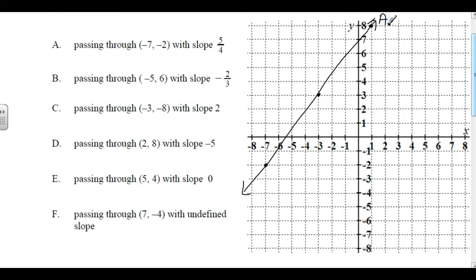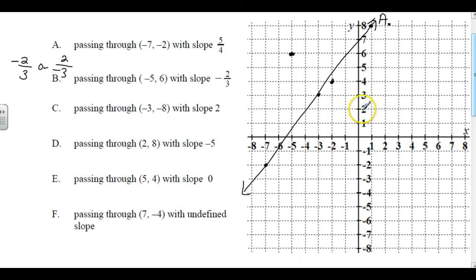And that's A. B passes through -5, 6. -5, 1, 2, 3, 4, 5, 6. With a slope of -2/3. Now, we can think of this a number of ways, right? The way it's written, well, we can think of it as -2/3 or 2 over -3, which means from here I can say, let's go down 2 and right 3.